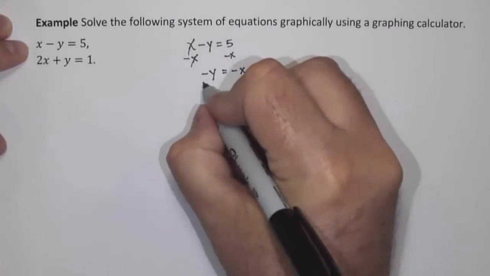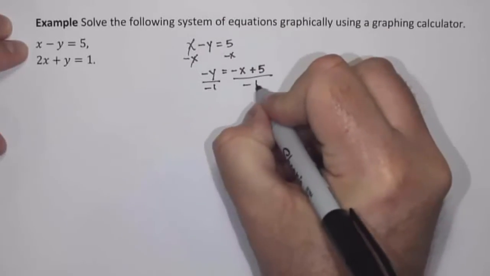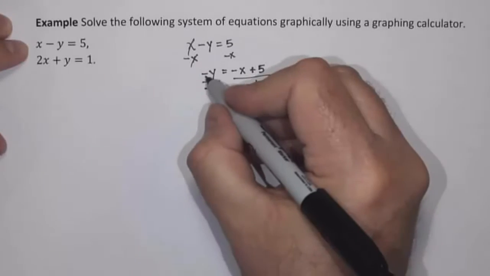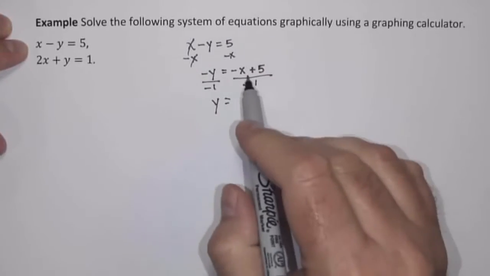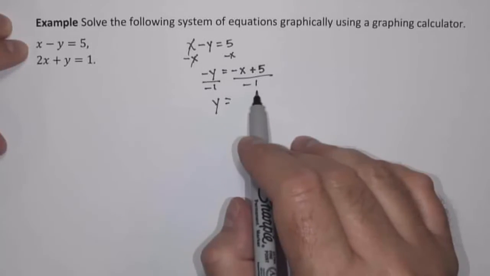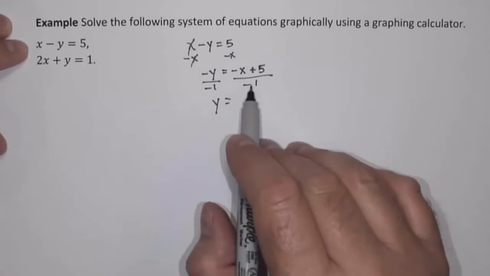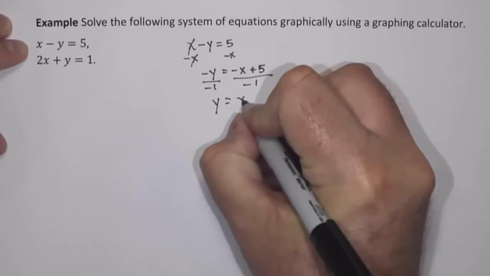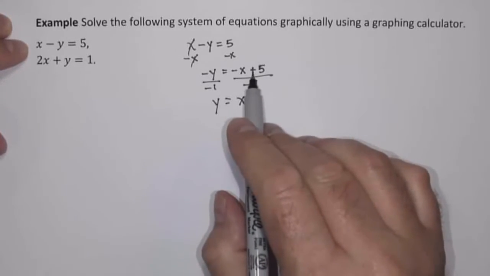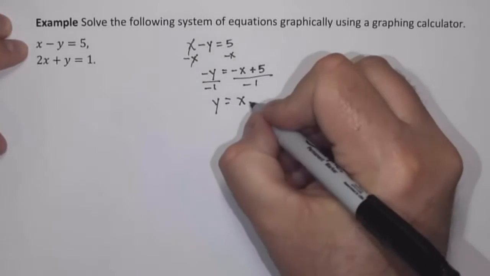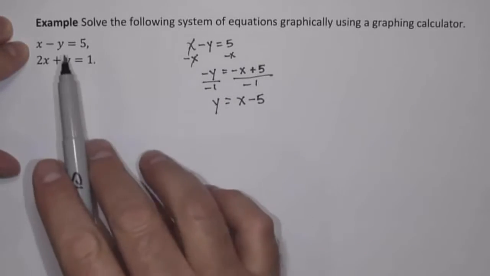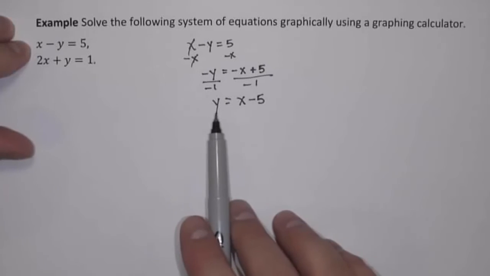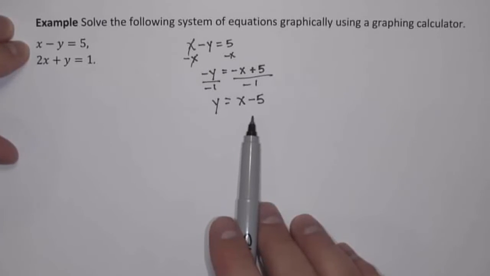And now we're going to divide both sides by negative 1 to remove the negative. So negative y divided by negative 1 will be y. And on the right-hand side, we distribute the division by negative 1. Negative x divided by negative 1 will be x. And plus 5 divided by negative 1 is going to be minus 5. So our first equation solved for y is y equals x minus 5.